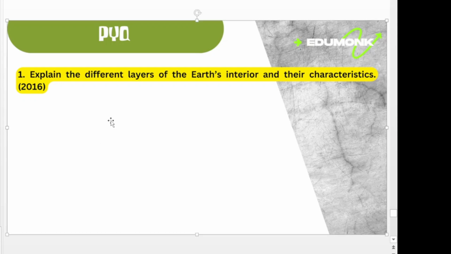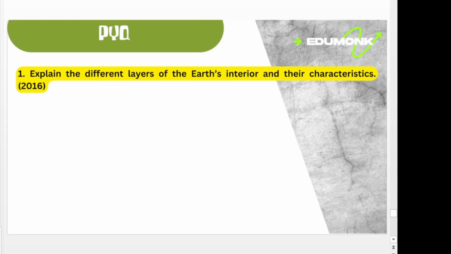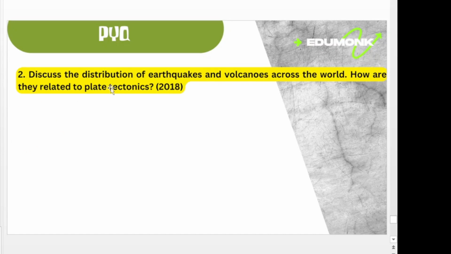Before that, we can see some previous year questions. In this first question, you can see: explain the different layers of earth interior and their characteristics. We have already discussed. You can draw the two diagrams about mechanical layer and physical layer, and you can explain. That will give you full marks. Then the second question is: discuss the distribution of earthquakes and volcanoes across the world, and how they are related to plate tectonics. We have already discussed what is plate tectonic theory. Then we have discussed the converging and diverging boundaries. You can write it easily and take full marks.